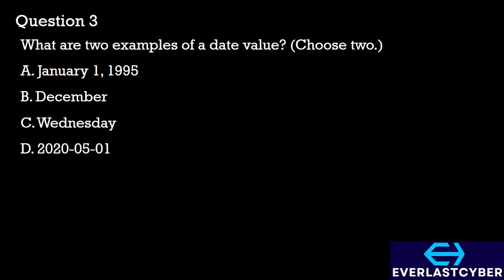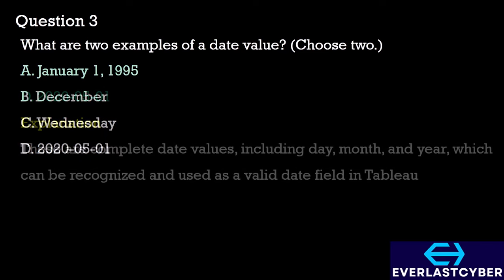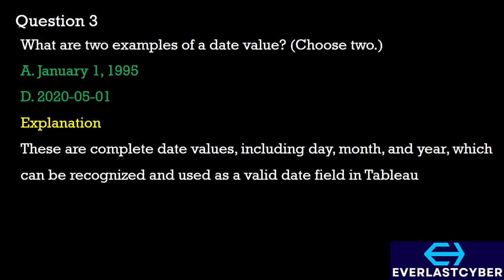So out of the options we've been presented with, we'll be going with options A and D. They are complete date values because they include the day, month, and year, and this is recognized and can be used as a valid date value in Tableau.